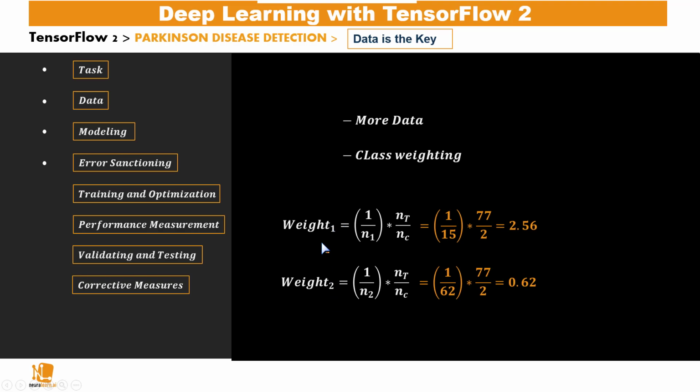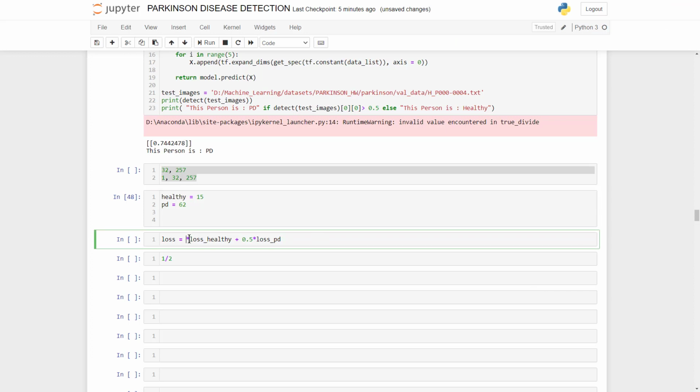So in this case, we have 1 divided by the number of healthy, in this case 15, times the total number of samples, 77, divided by the number of classes, 2. Recall that we had that normalization, so this 2 is just for normalization purposes. So we have 1 divided by 15 times 77 divided by 2 gives us 2.56. So the weight here is more than that of this one right here, which is 1 divided by 62 times 77 divided by 2, which is 0.62. And so here we have 2.56 and then 0.62.